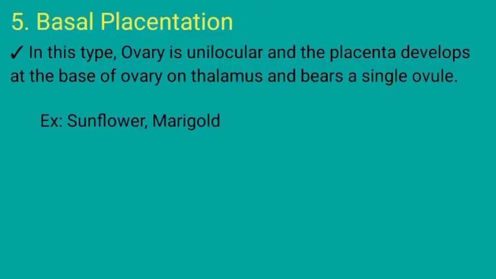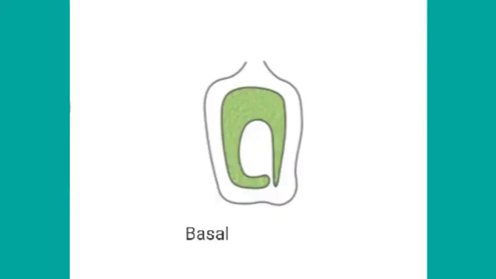The fifth type of placentation is basal placentation. In this type, ovary is unilocular and the placenta develops at the base of the ovary on the thalamus and bears a single ovule. Remember, single ovule containing placentation is basal placentation. Example, sunflower and marigold. Let's see the diagrammatic representation of basal placentation. In this type, ovary is unilocular and it contains a single ovule at the base of the ovary. That's why it is called basal placentation.